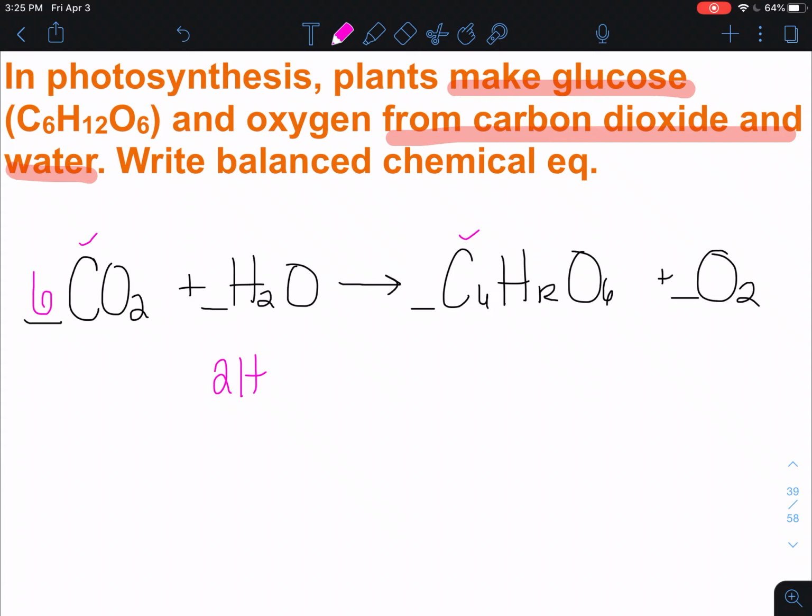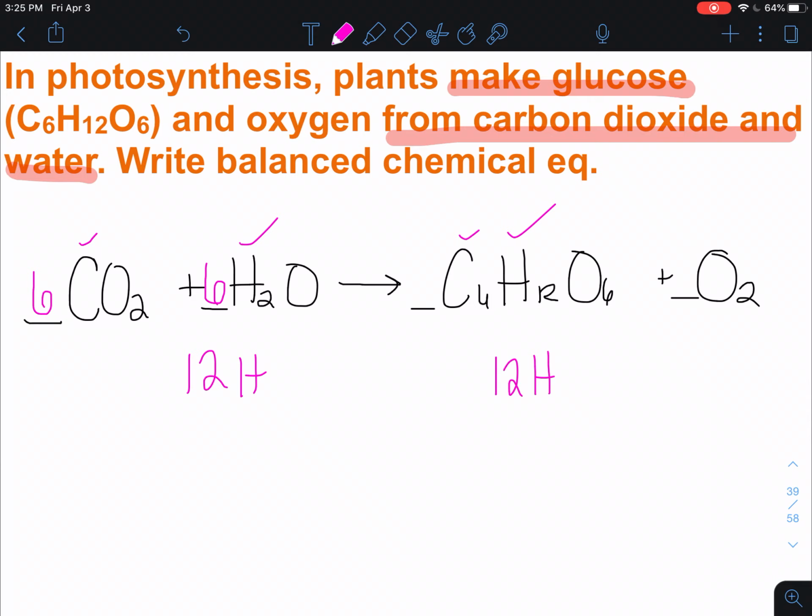Okay, so 2 hydrogen here, and I have 12 hydrogen on the product side. So what am I going to have to do? I'm going to have to put a 6 here. So now I have 12 hydrogen. So hydrogen's now good. Okay, cool.